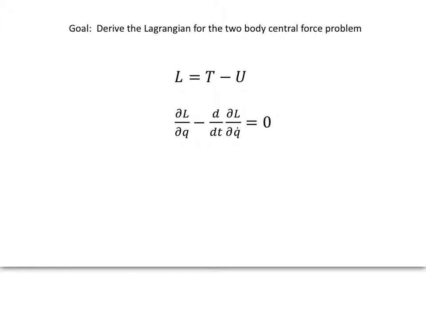Now we're going to use Lagrangian mechanics to find the equations of motion of a planet orbiting the Sun, so that way we can derive Kepler's laws. But we might as well solve the more general problem of two bodies interacting through a central force.